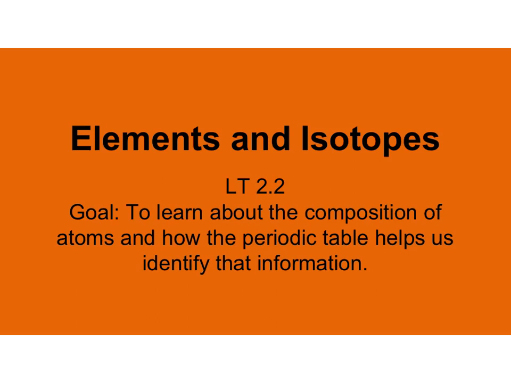Today we're going to talk about elements and isotopes. This is our second learning target for Unit 2, so learning target 2.2. Today we're going to really talk about the composition of atoms, so the nucleus versus the electrons, and then the types of information that the periodic table can tell us that give us some more information about the element's composition.